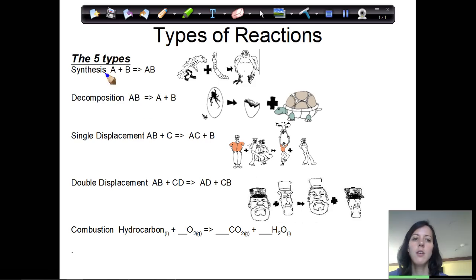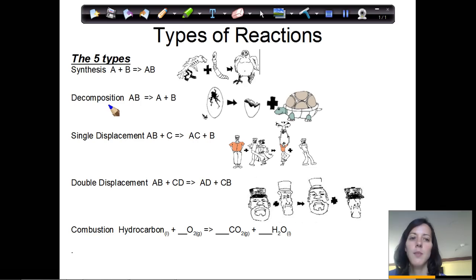And if you think about the meaning of the word synthesis, it means to build. So our generic form of this reaction is A plus B forms AB. And I have some picture graphics to help you visualize what's happening. So we have a bird eating a worm, and afterward the reaction is complete, we end up with a much bigger bird.